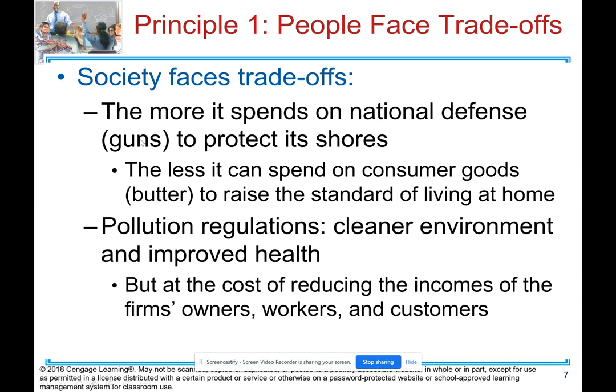The trade-off is between guns, national defense, and butter. If we produce more guns, that means less butter. Produce more butter, that means fewer guns. Trade-off. Pollution regulations mean a cleaner environment and improved health, but the trade-off is the cost of reducing the incomes of firms and firm owners, workers, and customers.